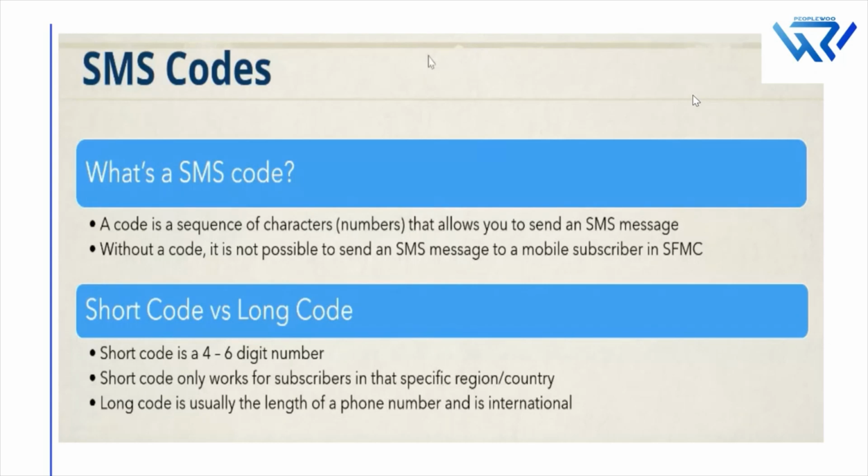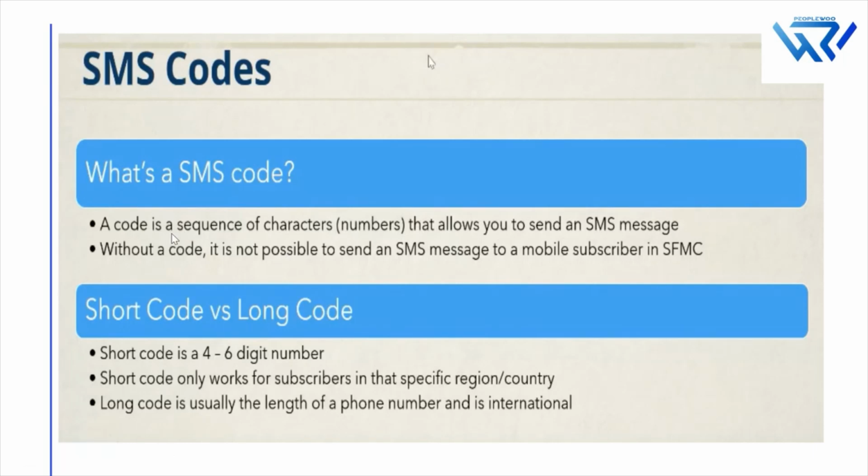Short codes are the codes used to send SMS in your domestic region. If you are in India, you can send SMS using short codes. They are generally 4 to 6 digits in length. Not only digits, you can say characters in length. They can be a 4 to 6 digit number, or 4 to 6 characters. These are generally domestic in nature.